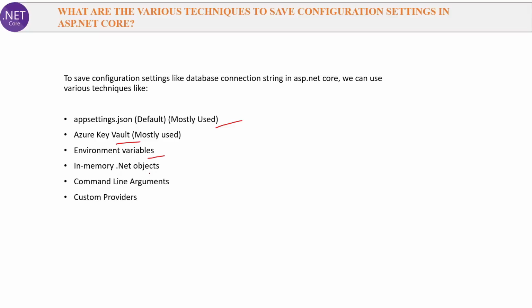Another technique is in-memory .NET objects. Then one more technique is command line arguments, and the last one is custom providers. Out of these techniques, the first two, appsettings.json and Azure Key Vault, are the mostly used techniques for saving the configuration in ASP.NET Core.